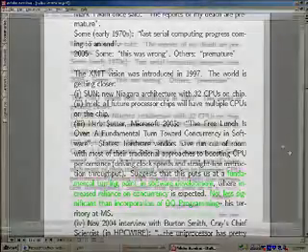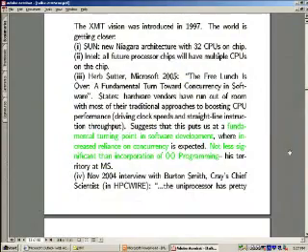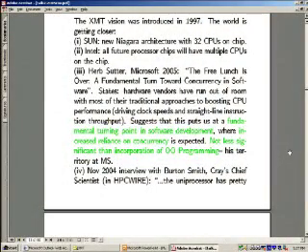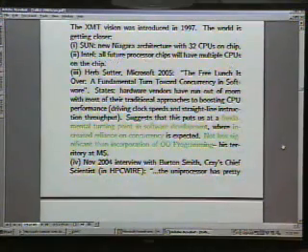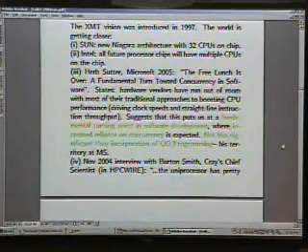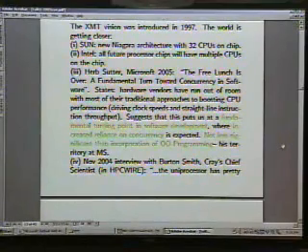So the XMT or pyramid chip vision was introduced in 97, and I can tell you that I feel that the world is getting significantly closer. As you may know, Sun is coming out with 32 CPUs on a chip. Intel announced that all their future processor chips will have multiple CPUs. Herb Sutter of Microsoft just published an article entitled "The Free Lunch is Over," a fundamental turn towards concurrency in software. And that's the fellow I quoted before.